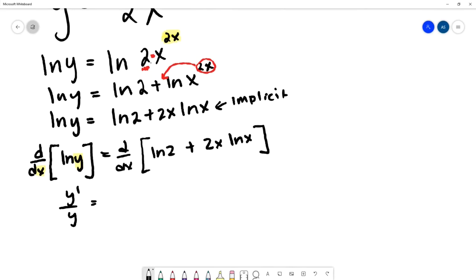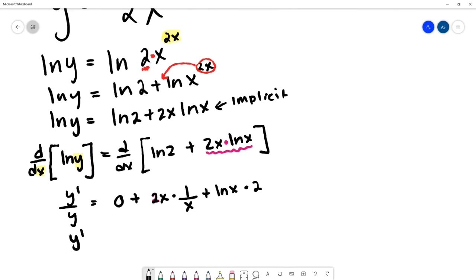Then we've got on the right-hand side, the variables do match, so we're going to take the derivative like normal. The derivative of a constant is 0. And then on this second term here, I've got to use the product rule. I'm going to do the first times the derivative of the second. Derivative of natural log is 1 over x, plus the second times the derivative of the first. The derivative of 2x is 2.